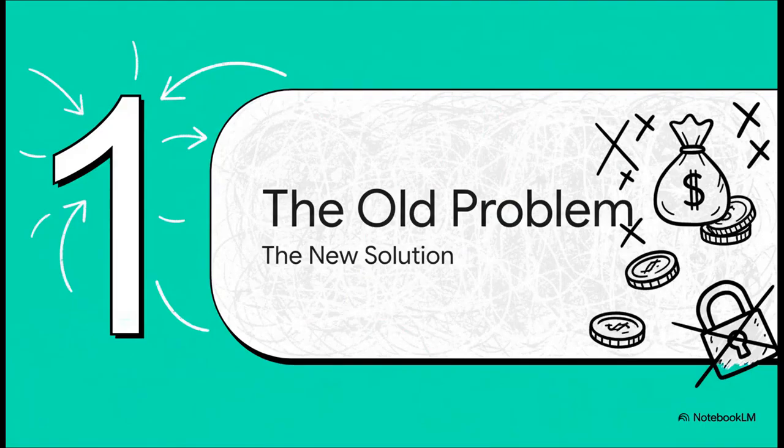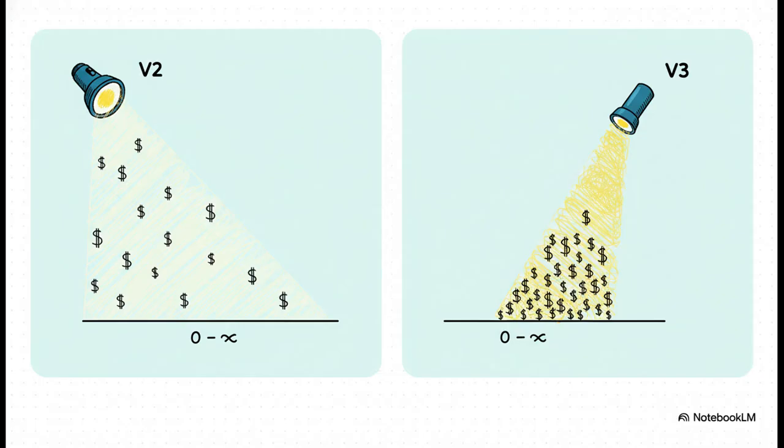Okay, so to really get why V3 is such a game changer, we have to rewind a bit and look at the old way of doing things. The big problem with older platforms was that a huge chunk of your money was basically just sitting there, not really doing anything. I love this analogy because it makes it so clear. Think of the old system, Uniswap v2, like a giant floodlight. It just blasts light everywhere, right? It spreads your money across every possible price, from zero all the way to infinity. But here's the problem. Most of that area is empty. No trading happens there, so most of your money is just wasted.